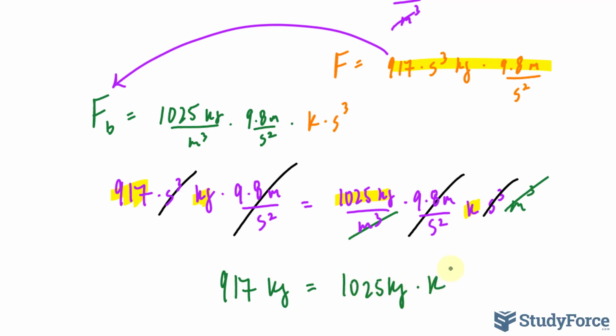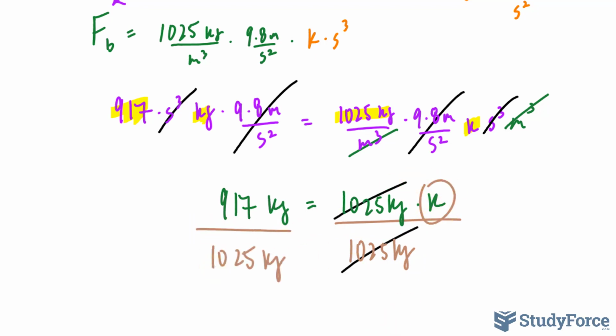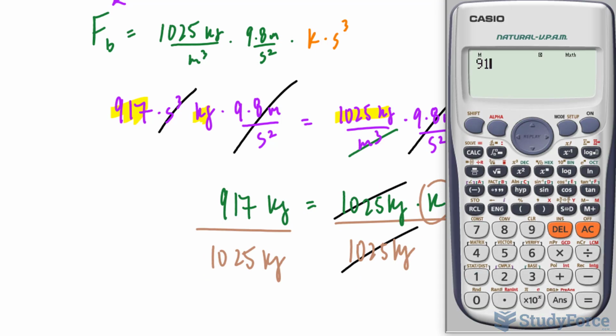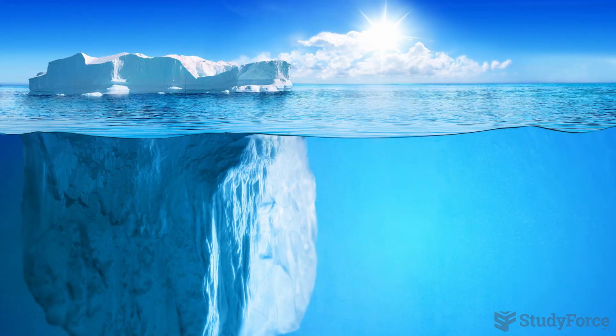kilograms times k. Dividing both sides by 1025 kilograms to isolate for this k, this cancels out with that. Using our calculator now, 917 divided by 1025 makes 0.89. So 0.89, or 89% of the iceberg, is submerged in water at any given time.